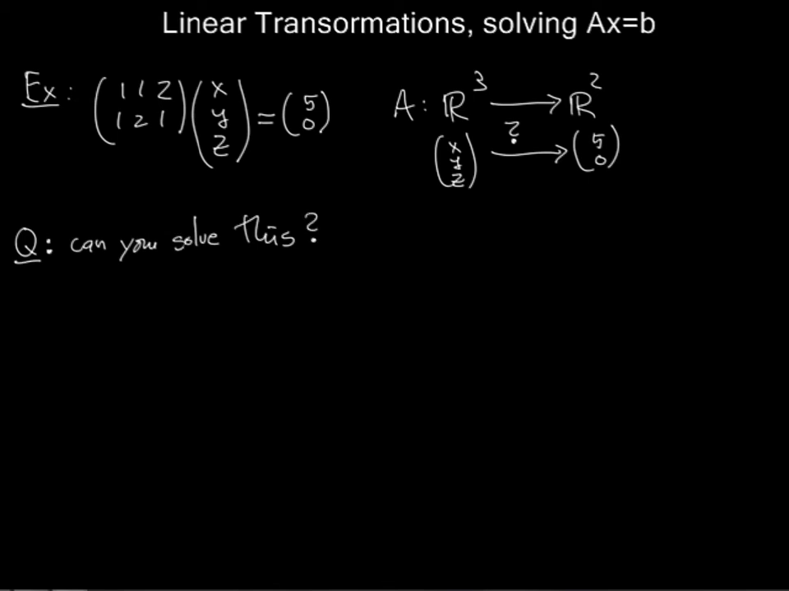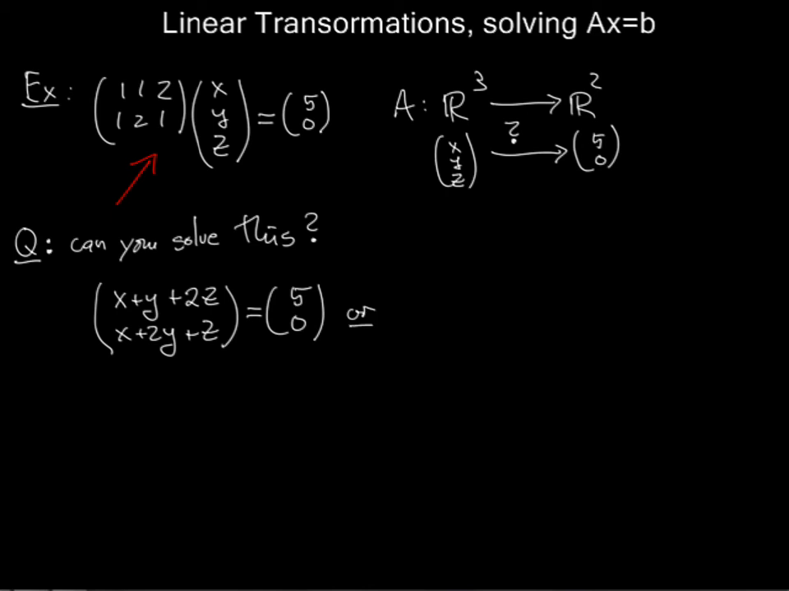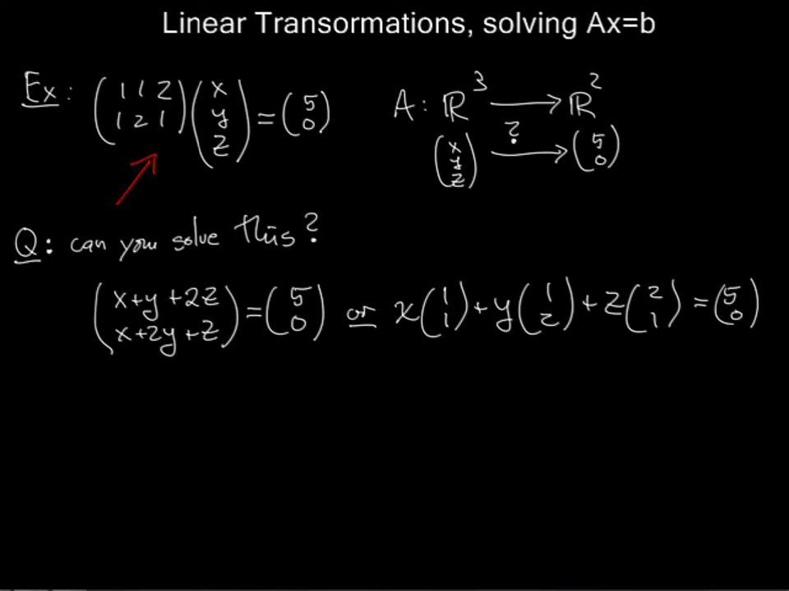How do you know if you can solve it? And let's look at this left-hand side. If you multiply the matrix times the vector, you get x plus 2y, y plus 2z, and x plus 2y plus z. And you're trying to set those equal to 5, 0. And now here's the key point. You can rewrite the left-hand side in a nicer form, which is x times 1, 1 plus y times 1, 2 plus z times 2, 1. And we're trying to make that equal to 5, 0.